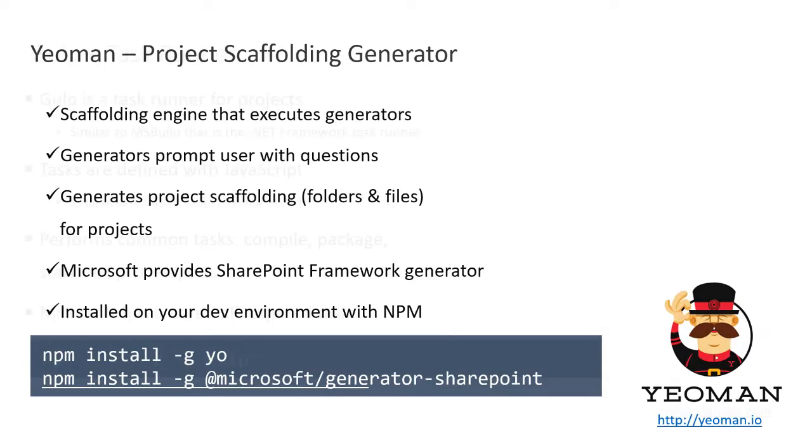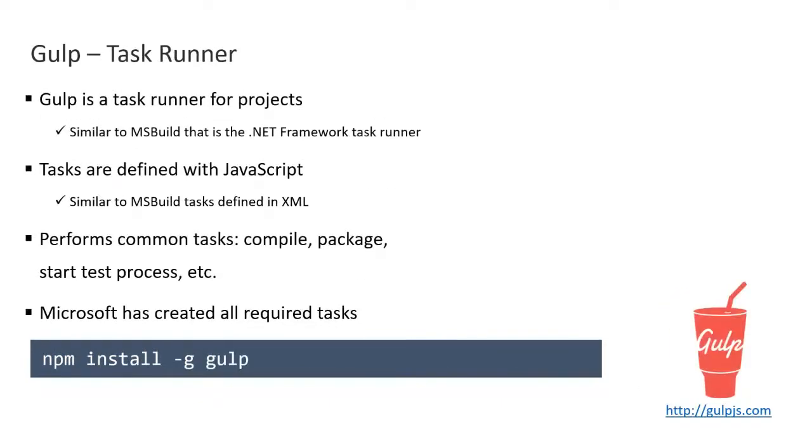Gulp is a task runner. Gulp is a task runner for projects. Whenever you want to build your .NET application, we're using the build, right? You're using F5, same like that. We are using the Gulp server here. We have a Gulp build there.